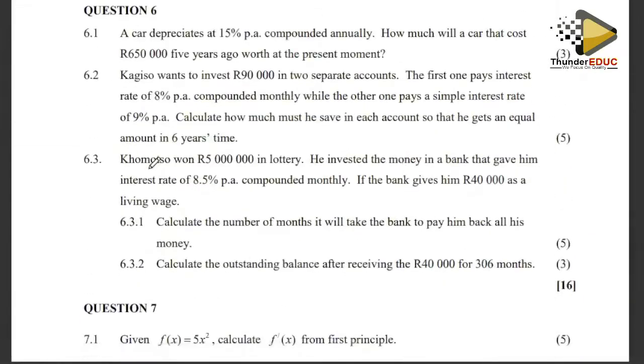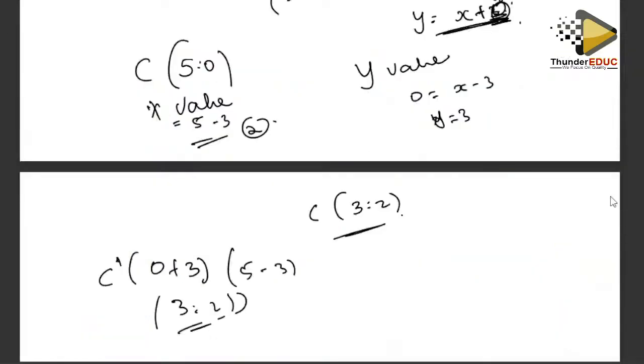Question number 6 is the finance. They're telling us that a car depreciates at 15% per annum compounded annually. How much will a car that cost 650,000 5 years ago be worth at the present? So this is reducing balance, because they are saying it is compounded annually.